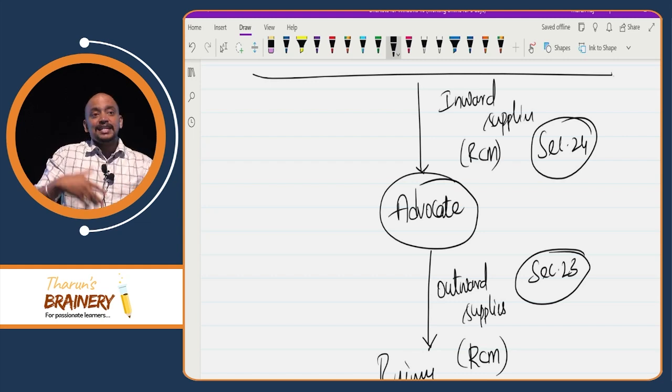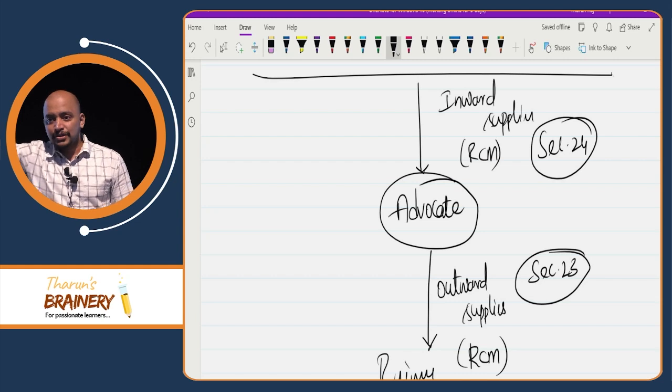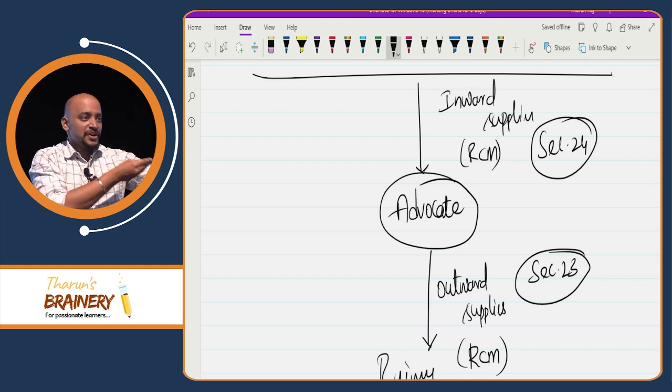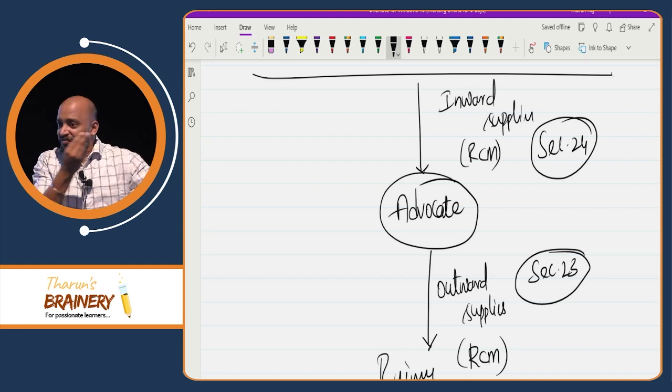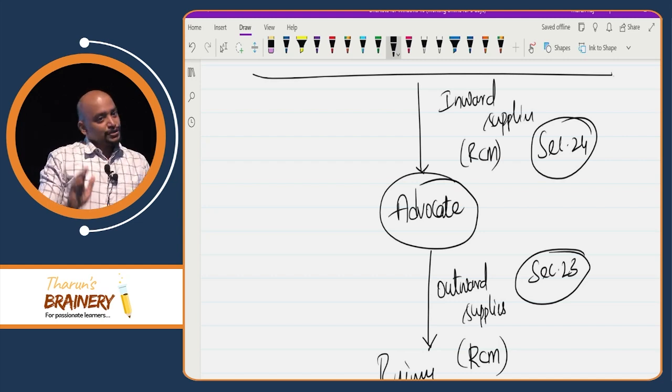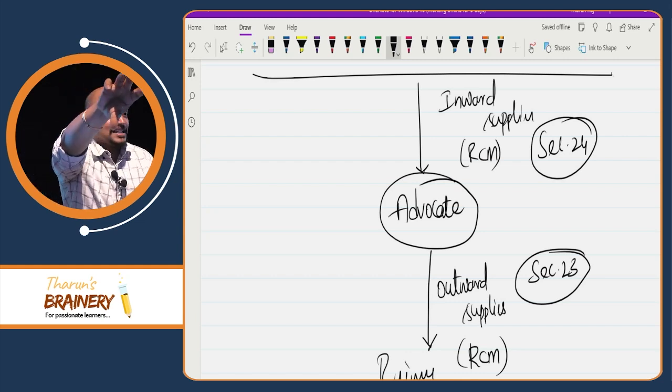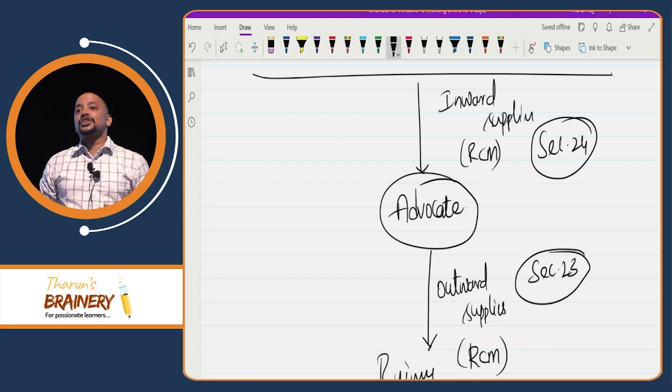And this is even given in the Finance Act 2023. So recently, the February Finance Act came, and in that Finance Act, they made this amendment. So therefore, whatever we are learning is correct. But specifically, this amendment is made. Okay. So that section 23 will override section 24.